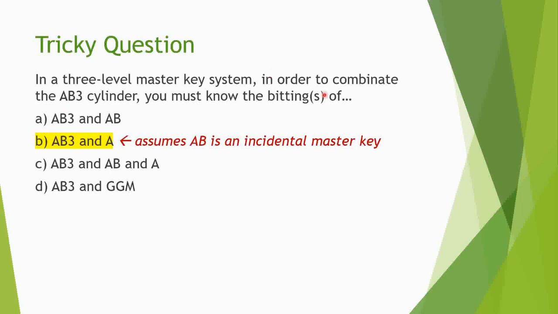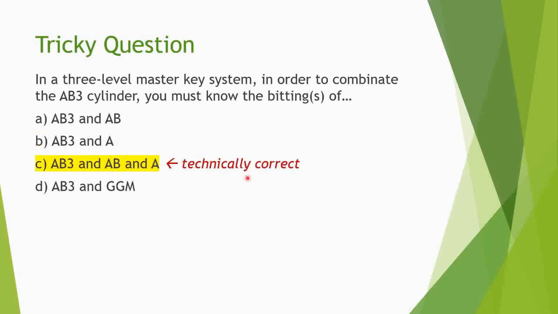You could find out whether AB is an incidental master key, and then if the answer is yes, you could ignore its bidding while writing the pinning chart. But how will you know whether it's an incidental master key if you don't know the bidding? This answer is better. If you know the bidding of AB, you can tell if it's an incidental master key or not, and then you know whether it needs to be included in the process of writing the pinning chart. Unfortunately, the person who wrote the test may have overlooked that fact, and if you pick C, they might mark your answer wrong.